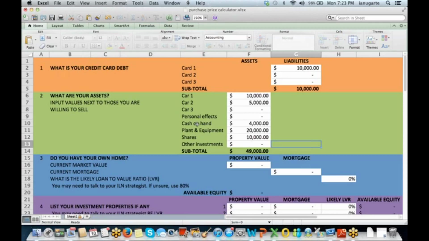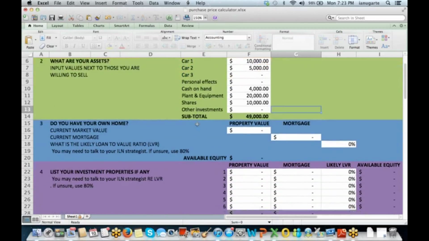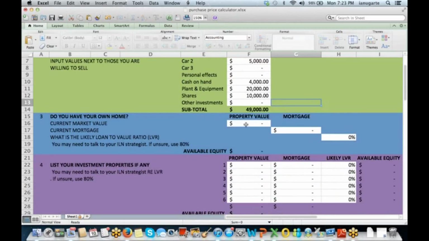And once you've made your money, then you need to work out what you can do as well. At some point, you're going to say, well, do I own my own home? You go, yeah, I do actually. So let's put a value on my home of $400,000, the current market value, and then you put your current mortgage in.